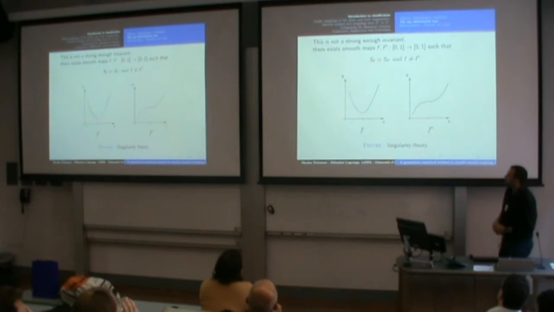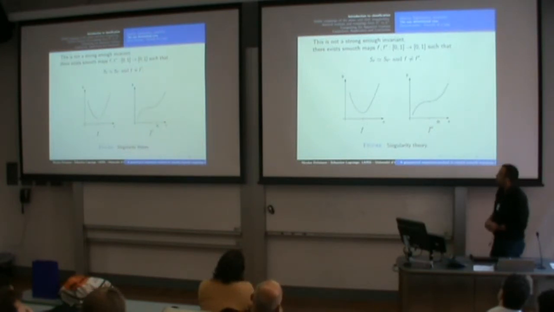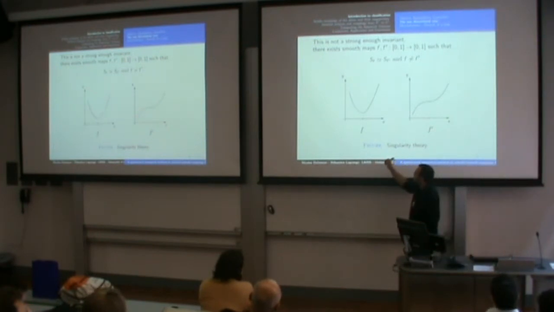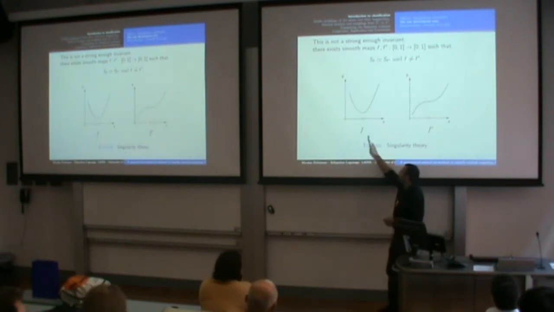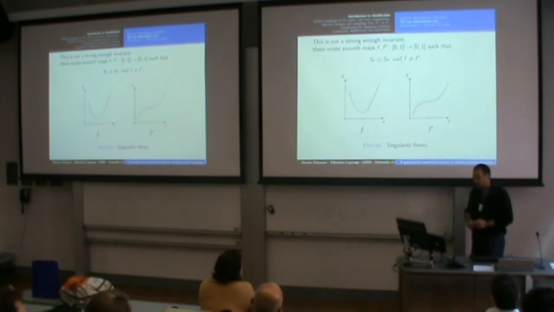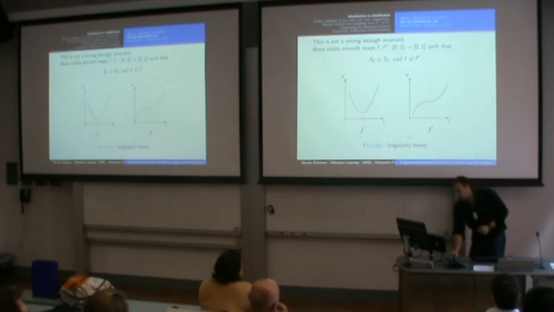So let's see this with examples. Here you have two maps, F and F prime. In both cases, the set of singular points is just a point. This point in this case, this point, but they are not in relation. This comes from singularity theory. Imagine that you make a change of variable with x or with y.